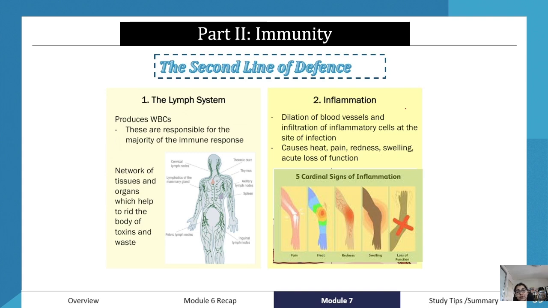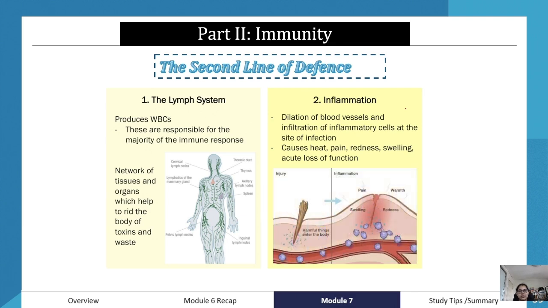The second line of defense is also part of the innate immunity, and it includes four specific things. Firstly, the lymph system. The lymph system produces the white blood cells, and these white blood cells are crucial for the majority of the immune response. There are networks of tissues and organs which help to rid the body of toxins.